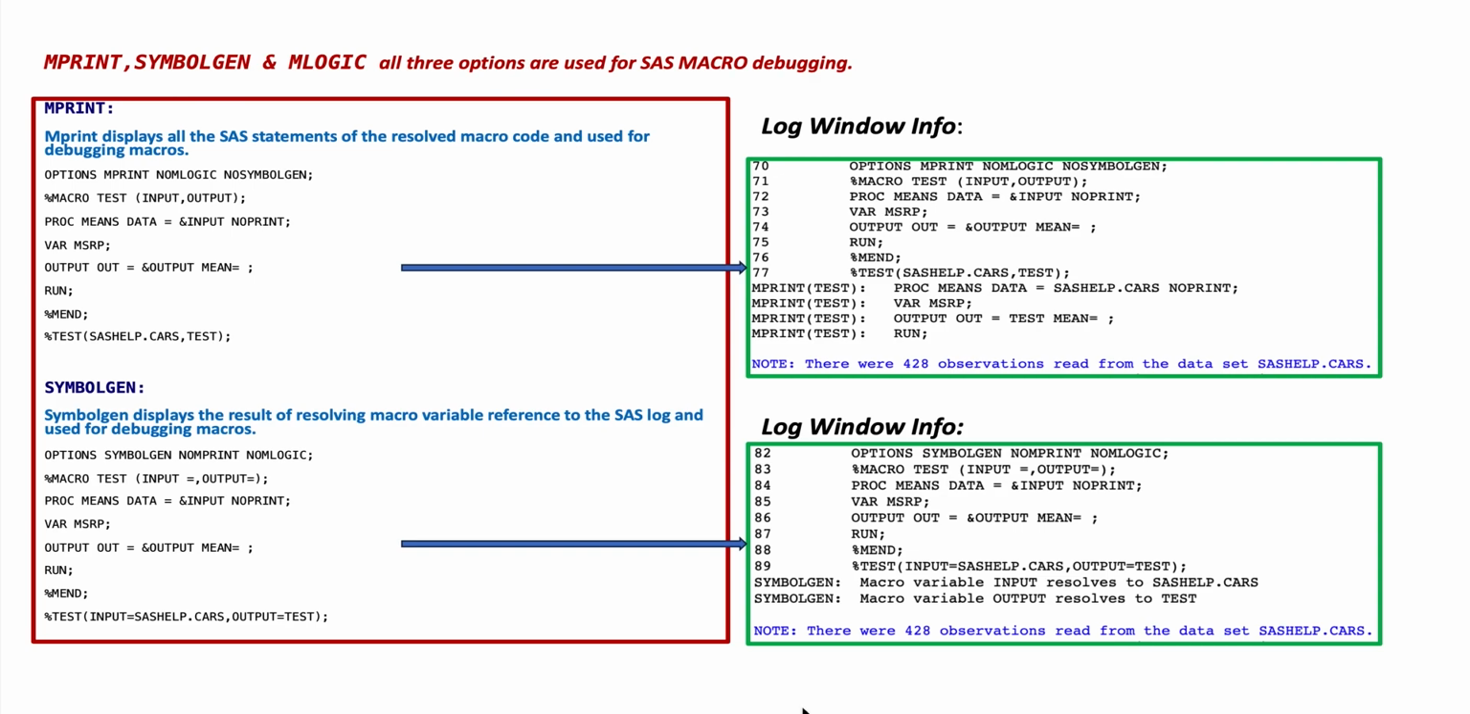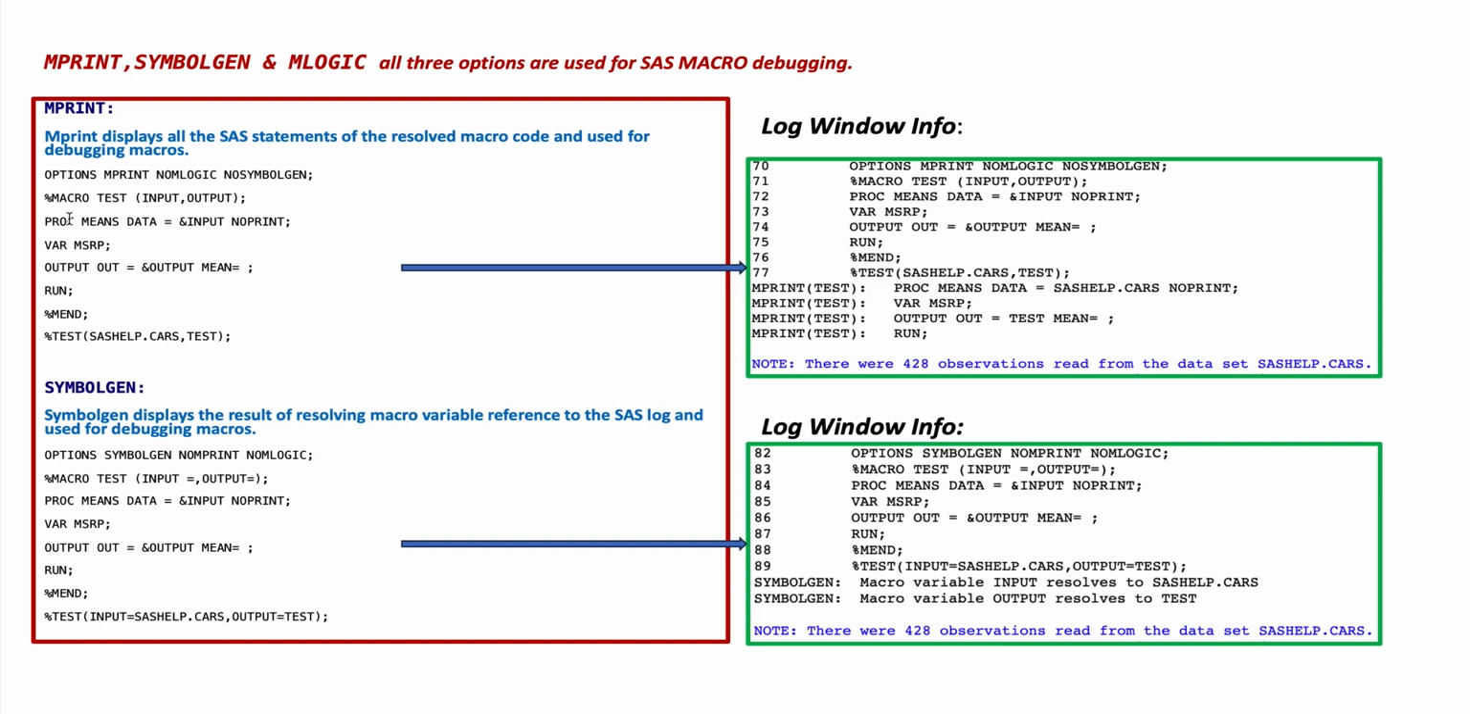First one is mprint. Mprint displays all the SAS statements of the resolved macro code and is used for debugging macros. That means mprint displays all the SAS statements with resolved macro. We have a SAS code. Options we use: mprint, nomlogic, nosymbolgen. That means only mprint is activated.